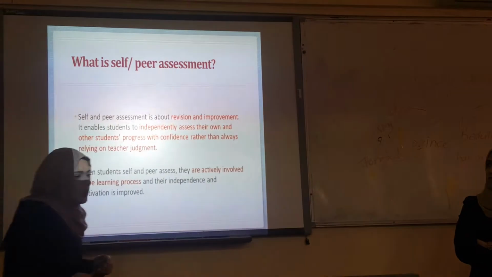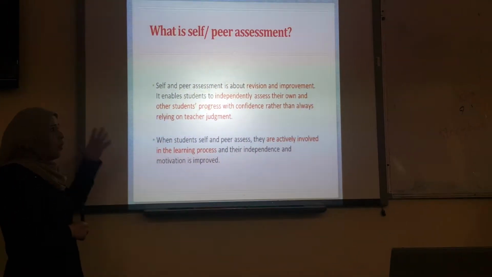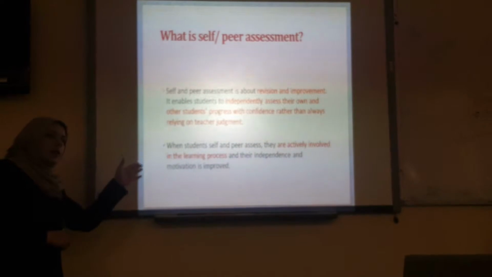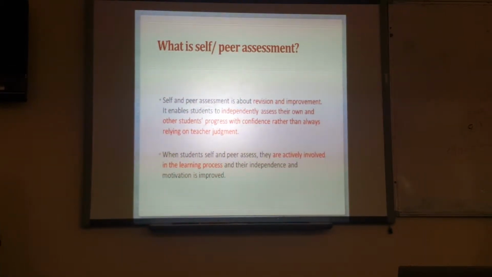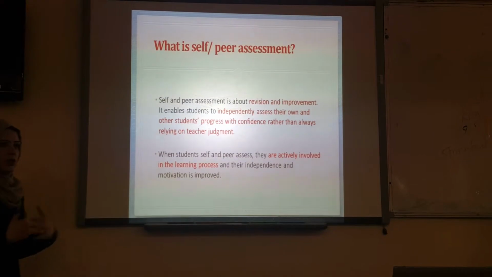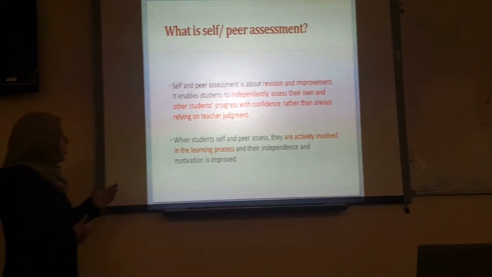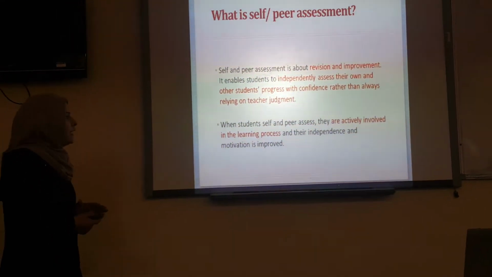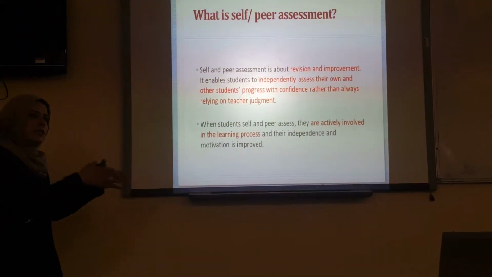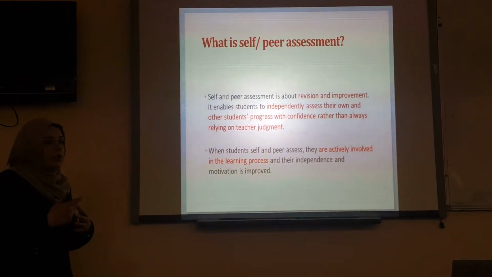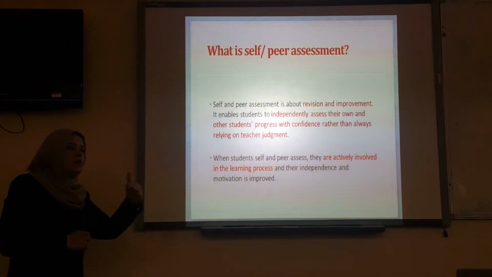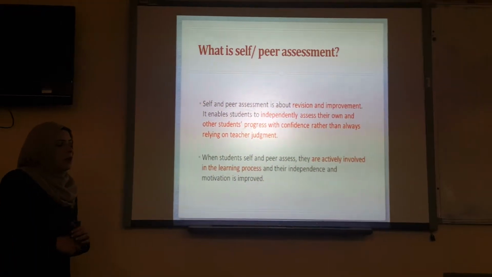So first we're going to define self and peer assessment. It is all about revision and improvement, and students independently self-assess, and they assess other students' work with confidence, and the most important point here, they do not rely much on the teacher. They start to become more independent and more autonomous. When students self and peer assess, they are actively involved in the learning process. So it's not so much about the teacher and what he does in the classroom. It is about the students themselves. They work, they assess, they create their own criteria. But one important point here to stress is you have to give your students these criteria. So agree on that.